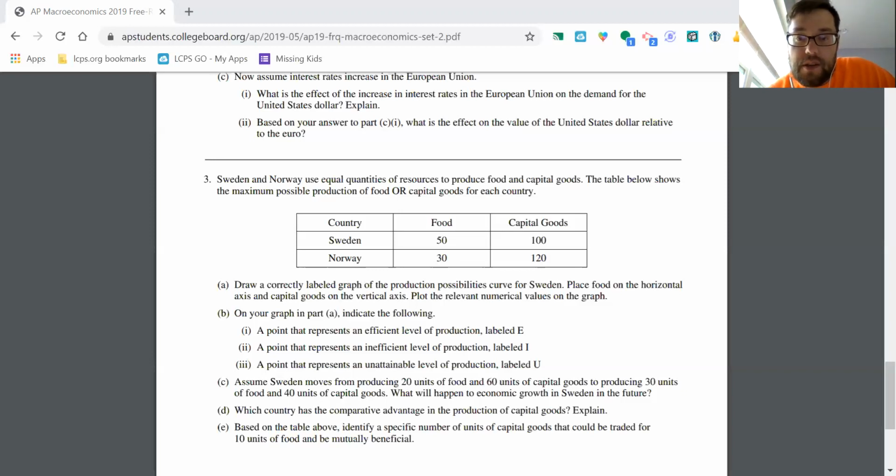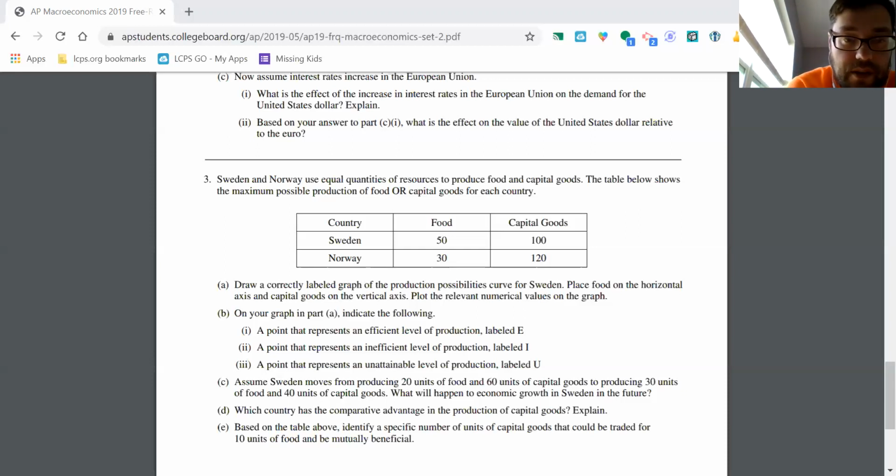So comparative advantage is, so you have to calculate the opportunity cost for each one. So I'm going to do this over here. So for Sweden, let's go like this. Opportunity cost of food and opportunity cost of capital goods. All right, so we want to know, an opportunity cost is how much you have to give up in order to get the other thing.